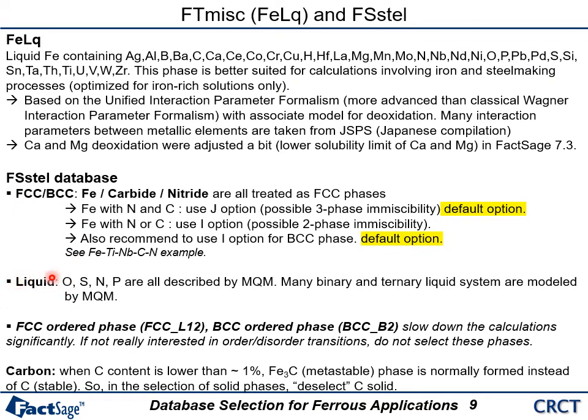When you select the FSstel database, this FSstel liquid is developed using the modified quasi-chemical model, which considers the ordering structure of the species in the liquid state, and especially oxygen, sulfur, nitrogen, and phosphorus are well described inside this solution phase. So when you go to high alloy steel, for example, high manganese steel, high aluminum steel, high silicon steel, and so on, you had better use this liquid database for the thermodynamic calculation.